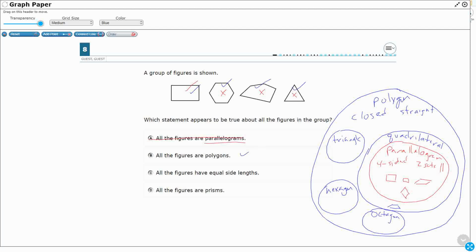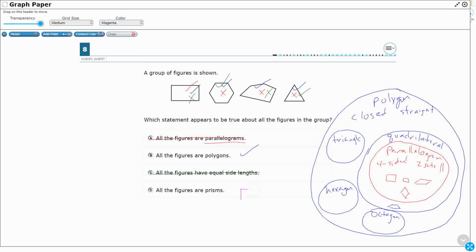So that's looking good. All figures have equal side lengths. Well, definitely no on this one. This is a hexagon. It is a regular hexagon, so I do see that it has 6 equal sides. This is definitely not equal length, but this triangle is. It looks like an equilateral triangle. So only 2 out of the 4 figures, yeah, that's not going to work.